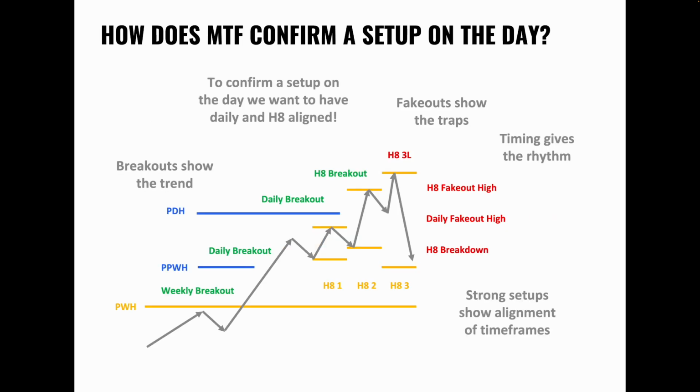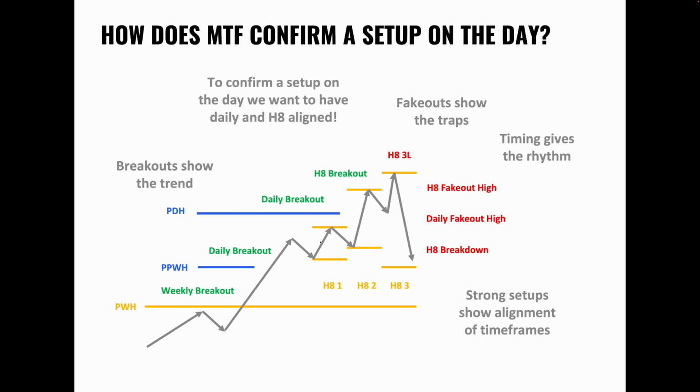So how to follow that over the day? What are the key elements to look at to confirm a setup on the day with the multi-time frame approach? So again, this you have seen last time. I just pulled it one time frame lower. Last time we had month, day, and 8H, or month, week, and 8H. Now we have week, day, and 8H. So meaning, for example, you're in a weekly breakout, daily breakout. Breakouts show the trend.